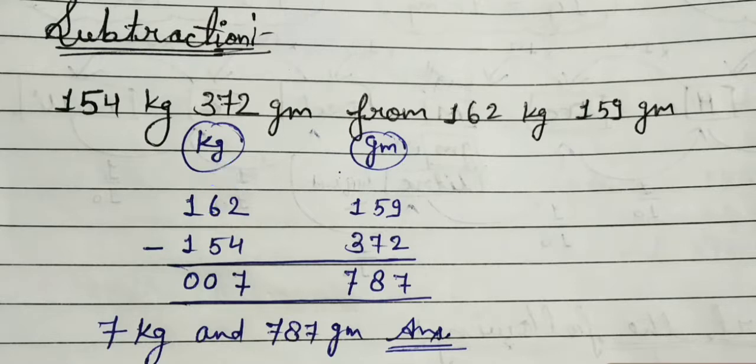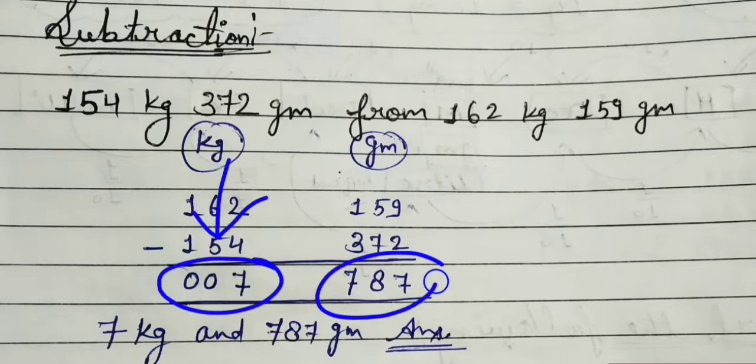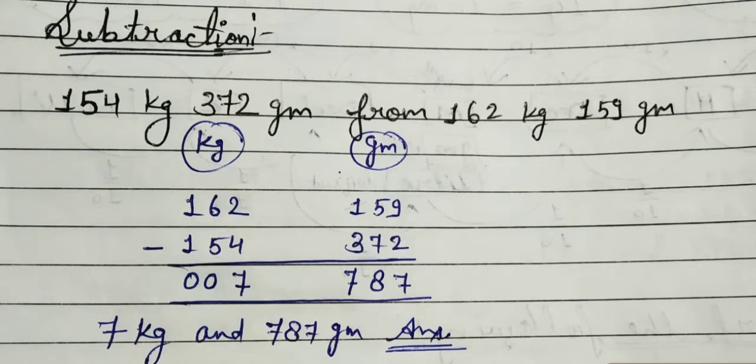Okay. So when we subtract 5 minus 5, it is 0, and 1 minus 1 is 0. So this is your final answer. Okay. So this is your answer, but how can we write it in a proper way? You can see here, this number is given below the kilogram and this number is given below the gram, right? So here our final answer will be like 7 kilogram and 787 gram. Is that clear?